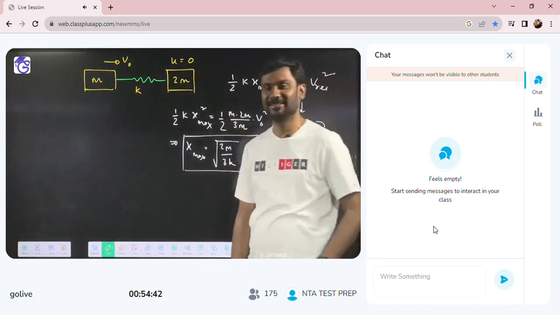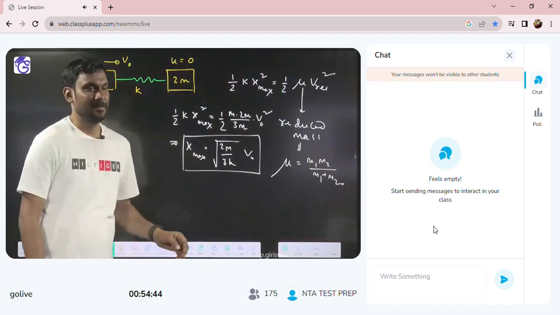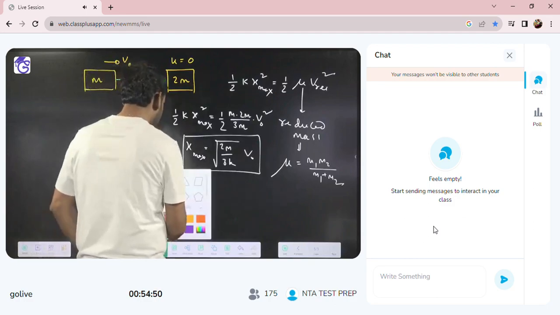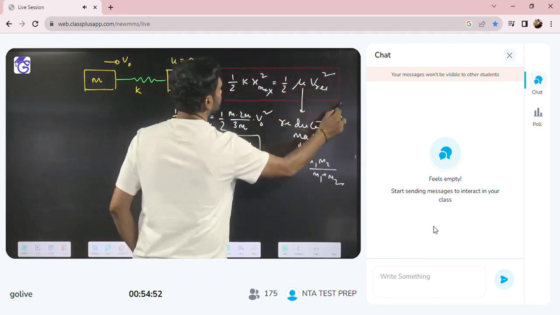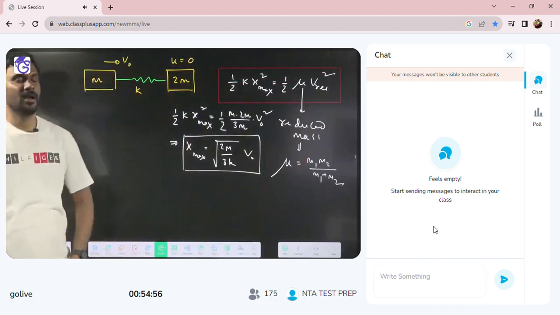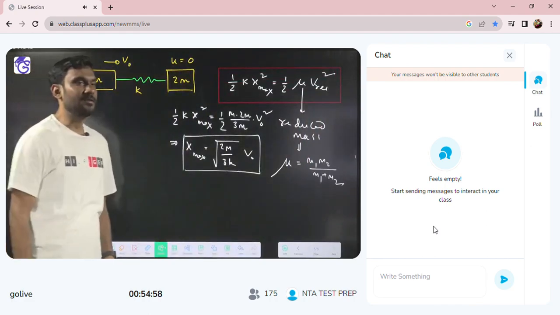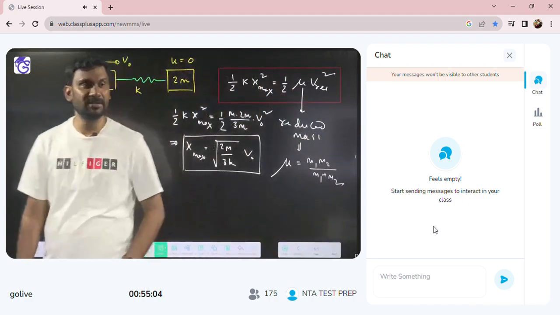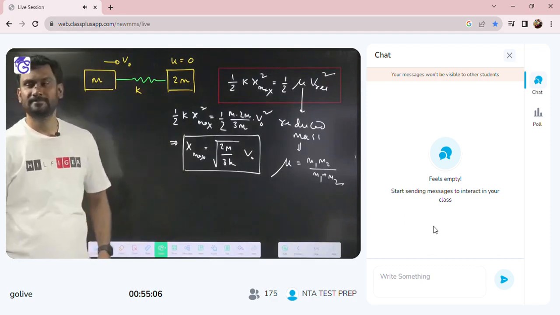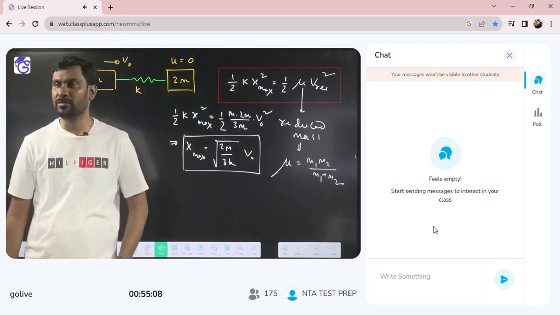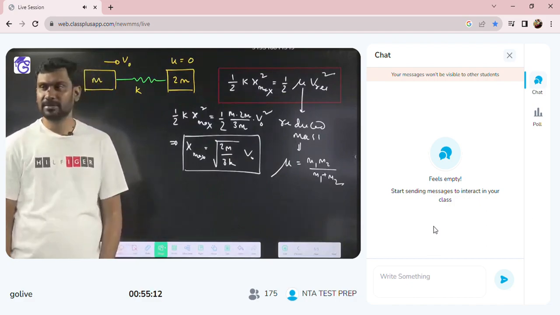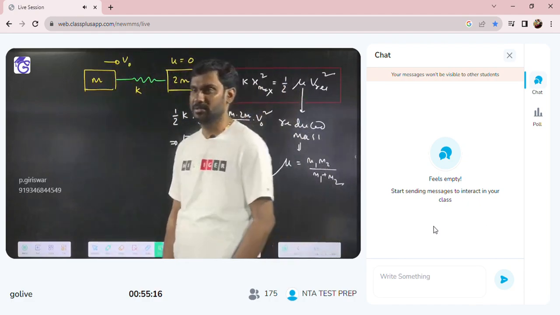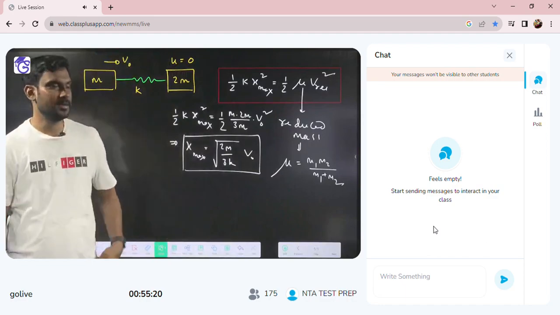How did you feel? That's it. Only one equation. The entire question is done and dusted. Half k x max square is equal to half mu into v relative square. If they ask what is the maximum compression, done. 10 seconds, maximum, not more than that. This is how we have to win the war, with precision, accuracy, speed, everything. So that's how it will come.